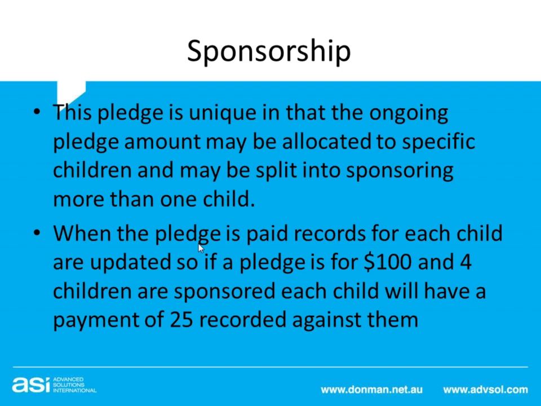So a sponsorship pledge is like a pledge, $20 a month, $50 a month. The difference is, though, that if a pledge is for $100 and 4 children are sponsored, each child will have a payment of $25 recorded against them. So we will still have a pledge of $100, but special records will be created against the pledge. There will be a donation for $100, but 4 $25 sponsorship payment records will be created against them. And if you do a reversal, it reverses those too. So that's the unique thing about a sponsorship pledge.